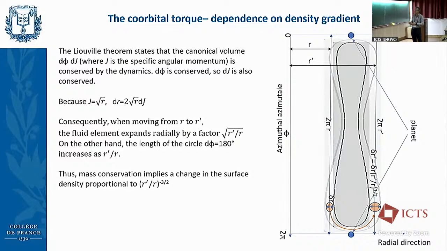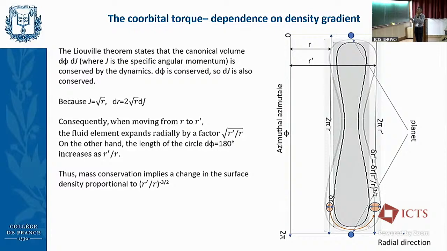On the other hand, the circle is still 2 pi, but we are further from the sun. So in physical units, this circumference is a factor of r prime over r longer than this circumference. So this fluid element already is stretched by a square root of r prime over r, but then you have to distribute it over a longer circumference. So the surface density here is smaller than the surface density of the gas here by a factor r prime over r, again, r prime is here, r is here, to the power minus 3 half. And this is the key.